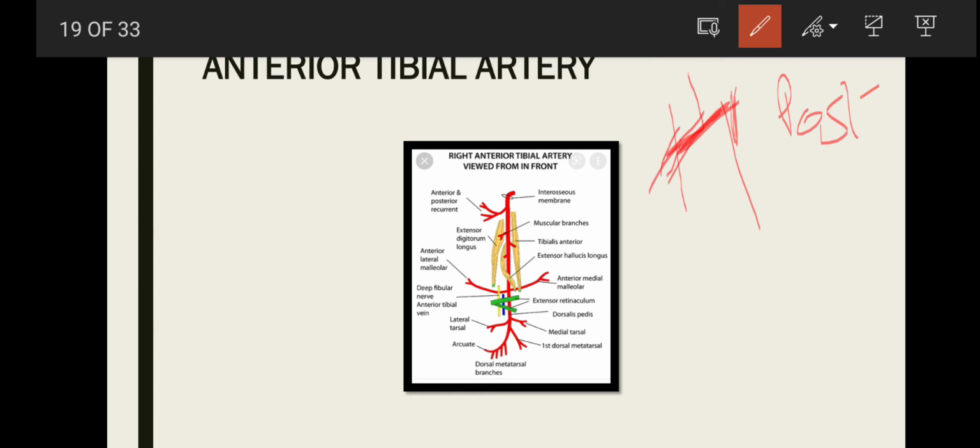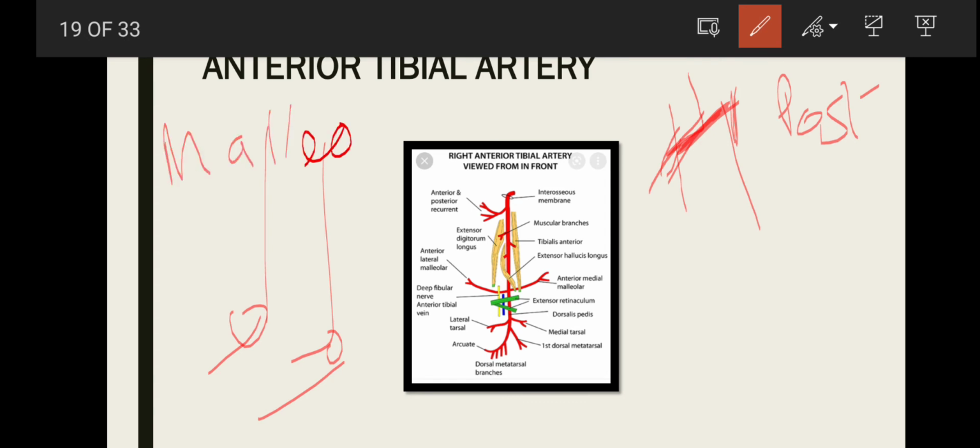Now in the anterior compartment it runs down between the two malleoli. Now where is malleolus? That is in the ankle region. Just check your ankle region. You can find two bony prominences on two sides, one on the medial side and one on the lateral side. The medial one is known as medial malleolus, the other one is known as lateral malleolus. So the anterior tibial artery runs downwards between the two malleoli. Then at this point it becomes dorsalis pedis artery.